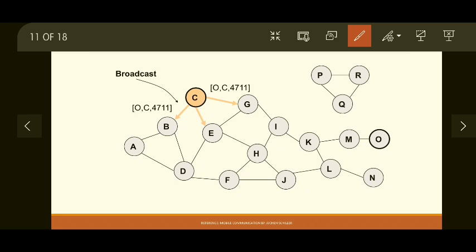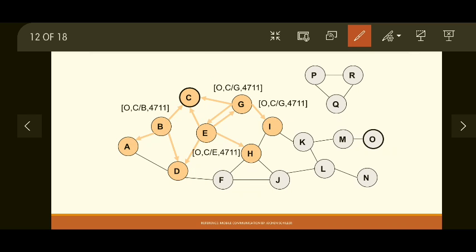So C broadcasts a packet to its neighbors. The first entity is the destination, that is O. The second is where it has come from, that is C, and the unique ID is 4711. In the case of node B, the destination is node O, where the packet has come from, that is C, and then the unique ID. Similar will happen in the case of E. The information will be O, C, 4711.